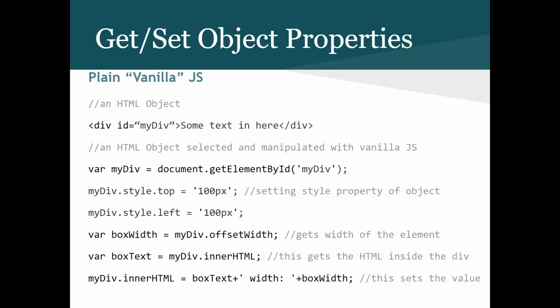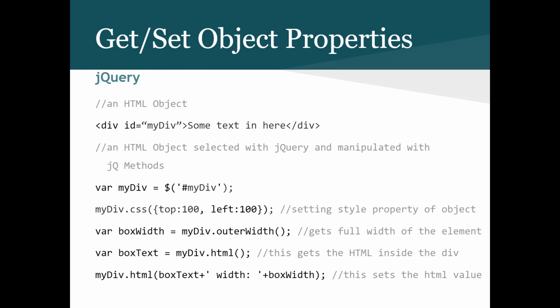Here are some examples of getting and setting HTML object properties with plain JavaScript. Here are some examples of getting and setting HTML object properties with the jQuery library.